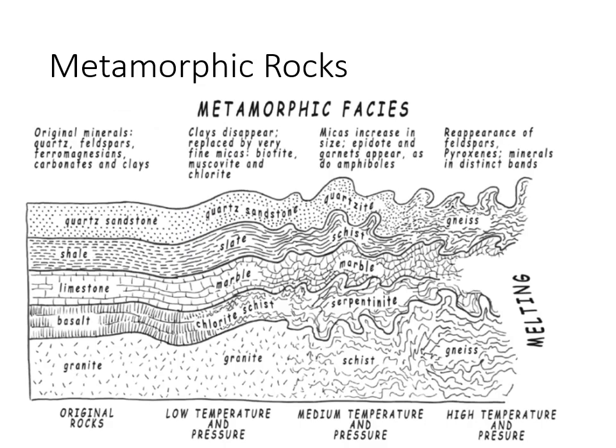Now, what about our metamorphic rocks? Well, a metamorphic rock is a rock that starts out as one kind of rock, but it's been heated and squeezed almost to the point of melting, and it transforms. So even in this diagram, you have your original rocks, which we call parent rocks. That could be quartz sandstone, shale, limestone, basalt, granite.